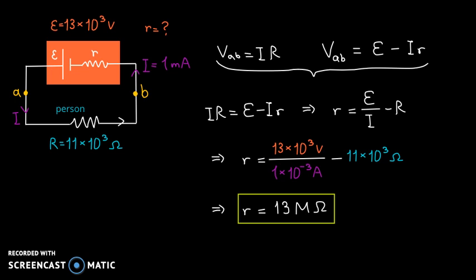Note that for this power supply to be safe, its internal resistance has to be 3 orders of magnitude greater than the person's resistance. And when I say 3 orders of magnitude, that means 1,000 times greater, which is equal to 10 to the 3rd power, hence the expression 3 orders of magnitude.